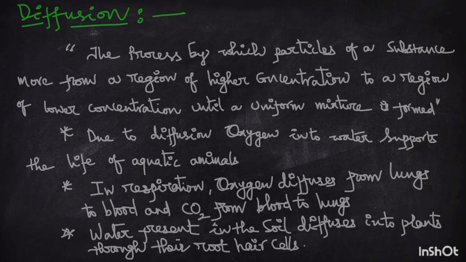This diffusion is useful in our daily life. Due to diffusion only, the oxygen from lungs moves to blood, and carbon dioxide diffuses from blood to lungs. The diffusion of oxygen into the water supports the life of aquatic animals, and in plant growth, water present in the soil diffuses into plants through the root hair cells of the plant.